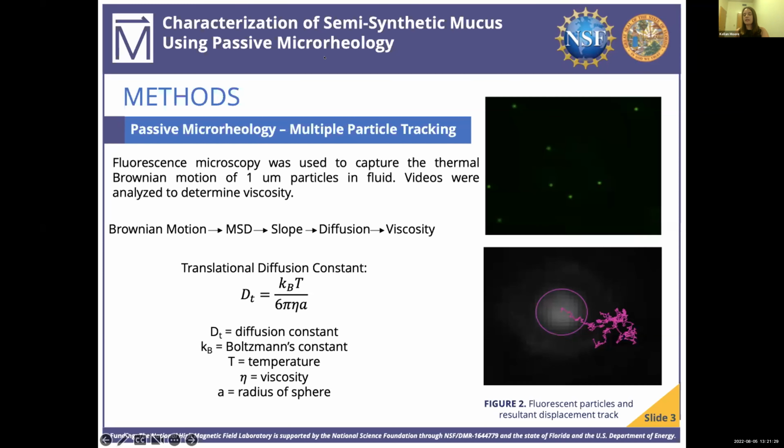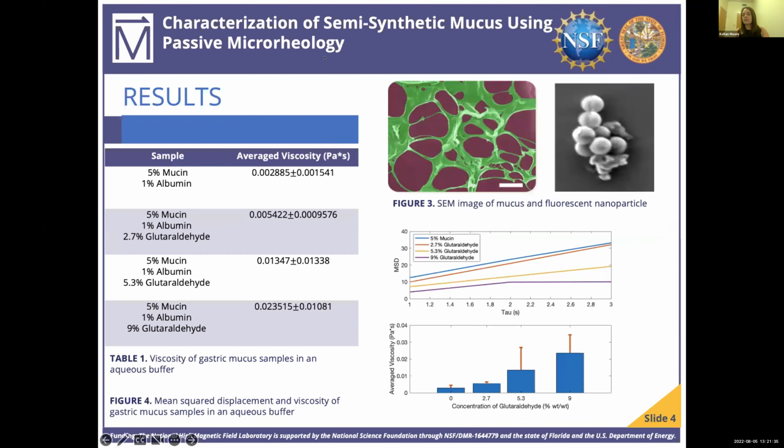After using this method to calibrate with glycerol, I moved on to characterizing my synthesized mucus samples. Here are the results that I gathered from this method. Typical mucus contains 3 to 7% protein, so I used 5% mucin, which is the main glycoprotein in mucus. The 1% albumin was used as a representative of the other proteins present in naturally occurring mucus. I also included varying concentrations of glutaraldehyde, which is a cross-linking agent. This means that it stimulates mucin proteins to bind to one another, resulting in a stiffer solution.